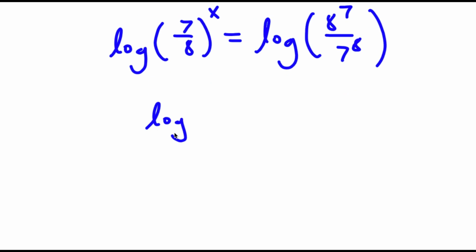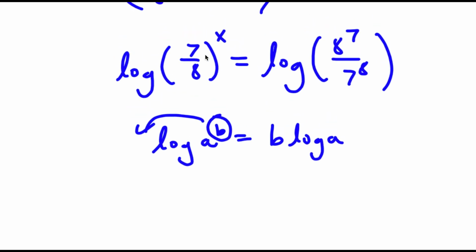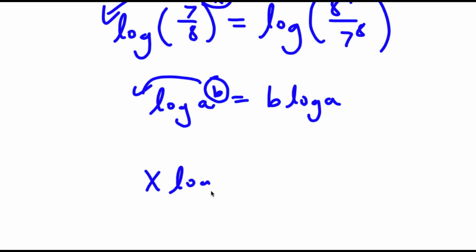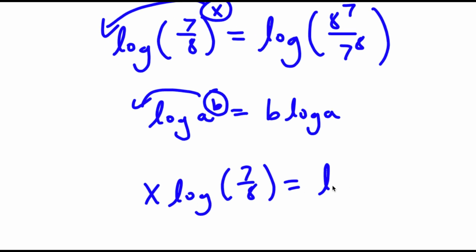Now if I have something in the form log a to the power of b, I can move this exponent b to the front. So this is going to equal b times log a. So log of 7 over 8 to the power of x, I can move x to the front. So now I have x times log 7 over 8 is equal to log of 8 to the power of 7 over 7 to the power of 8.